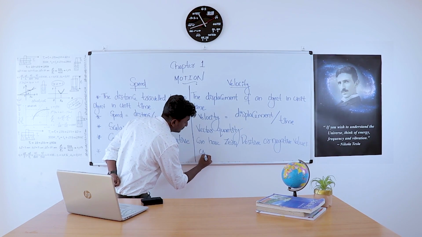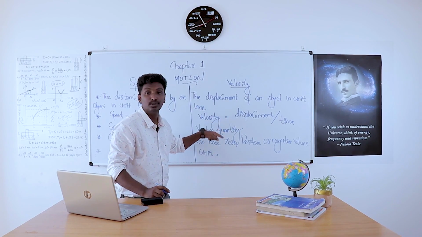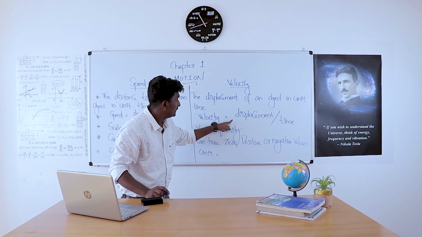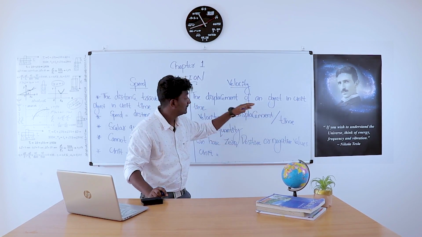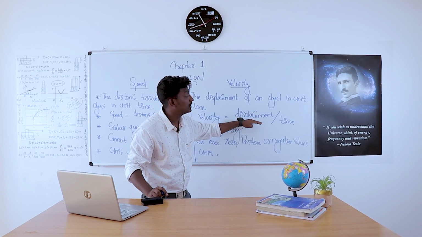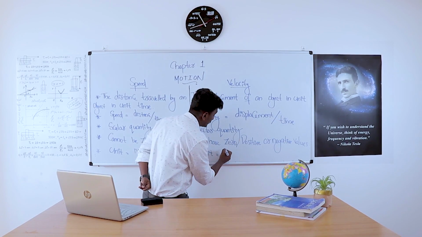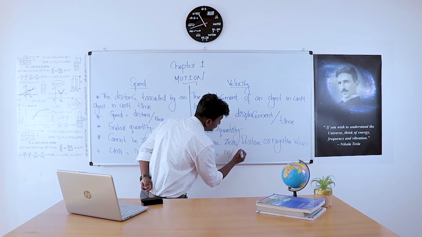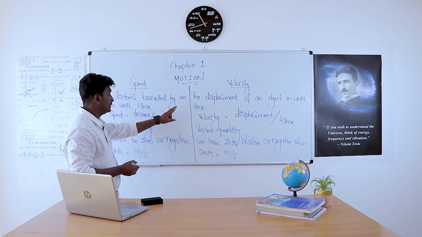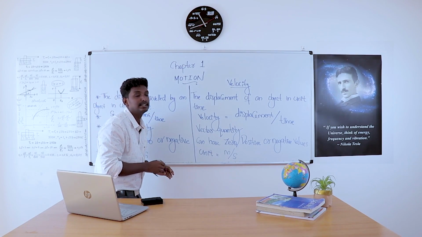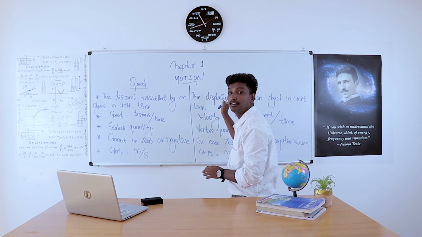And by using the equation of velocity, we can find the unit of velocity. Here, look at this equation. Velocity is equal to displacement by time. We know that the unit of displacement is meter and the unit of time is second. Therefore, that is meter per second. Look, the unit of both these quantities is the same. These are the differences between speed and velocity.